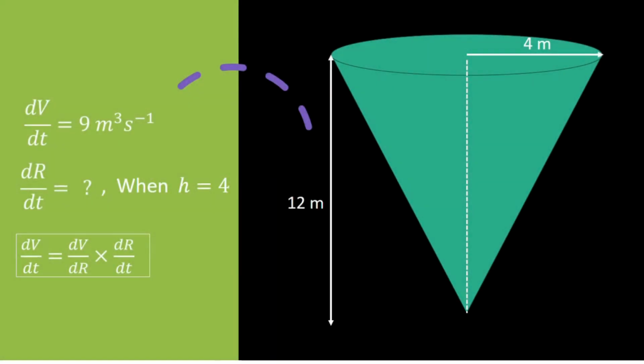The first step in the problem solution is that we have to collect all the important information provided, and we have assumed that 9 meter cubed per second is the dV/dt. dV/dt is the rate of water poured into the tank. Meanwhile, dh/dt is the rate of water rising level that needs to be found when h is equal to 4. The equation dV/dt equals dV/dr times dr/dt is the equation we built in order to get the rate of water rising level.